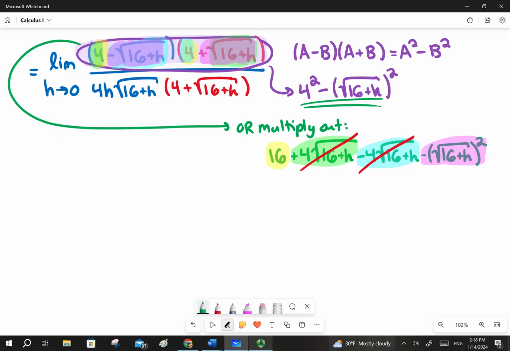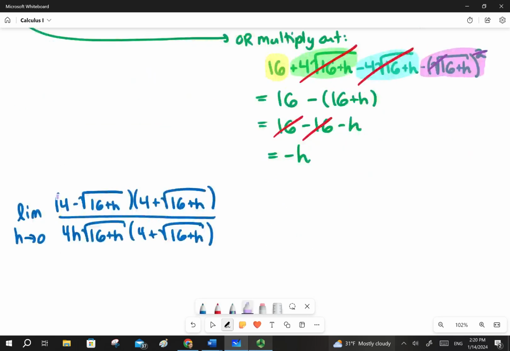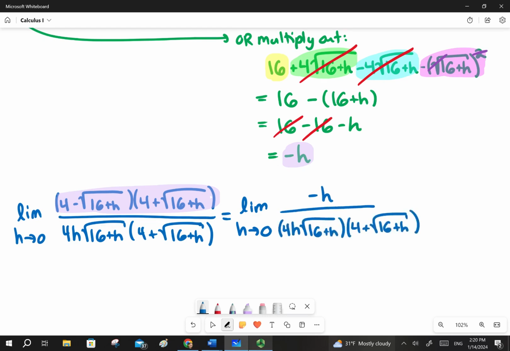We can simplify just a little bit more by squaring the square root of 16 plus h. The exponent and the square root cancel each other out and leaves 16 minus 16 plus h, which equals 16 minus 16 minus h, which equals negative h. Replacing the numerator in our limit with negative h, we get the limit as h approaches 0 of negative h over 4h times the square root of 16 plus h times 4 plus the square root of 16 plus h.